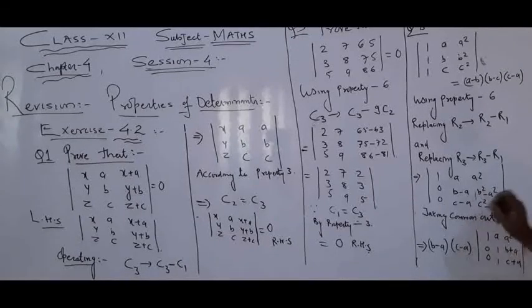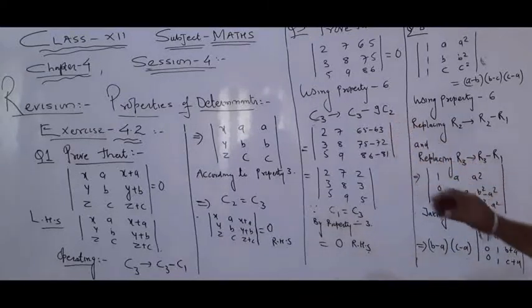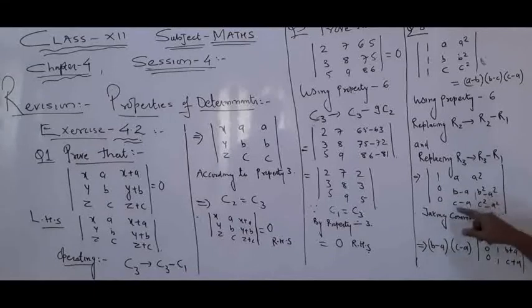Now in this step you will have to use an algebraic formula. See that b minus a, c minus a are as they are, but b square minus a square can be written as (b minus a)(b plus a), and c square minus a square as (c minus a)(c plus a). Take b minus a common. This is one of the properties of our determinant. Take b minus a common from the second row, c minus a common from the third row, then we are left with this determinant. Now we will see our next step.